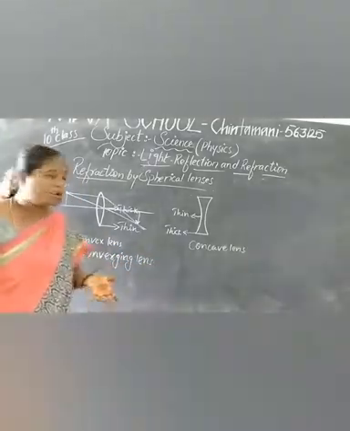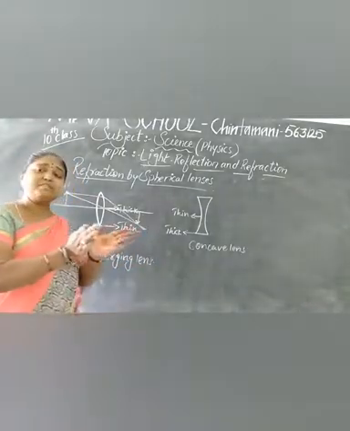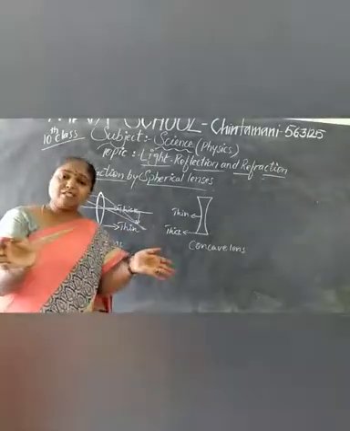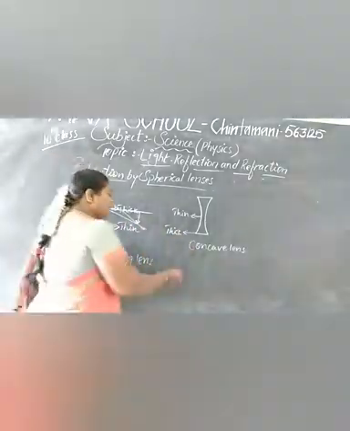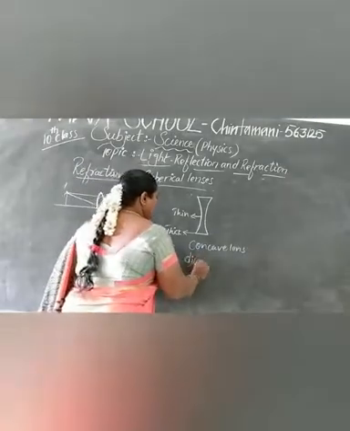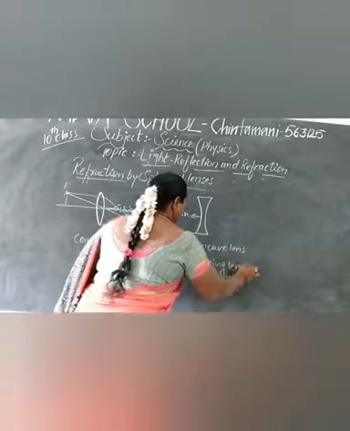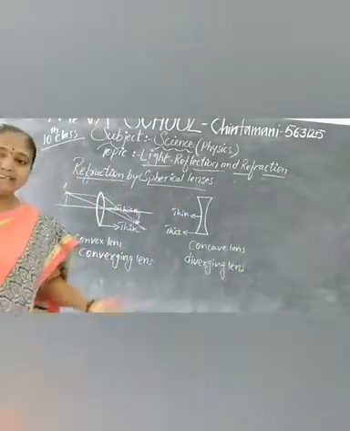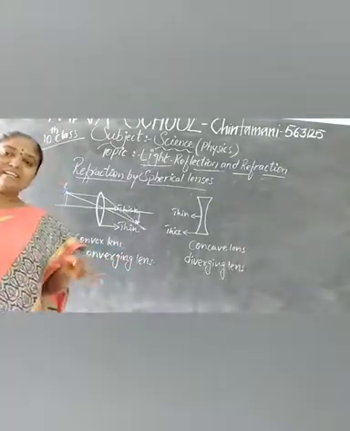Then, the concave lens, we call it the diverging lens. Diverging means, if you see the car headlights or vehicle headlights, what will happen? It is going to diverge. So, we call it a diverging lens. The concave lens is called the diverging lens. The convex lens is called the converging lens.